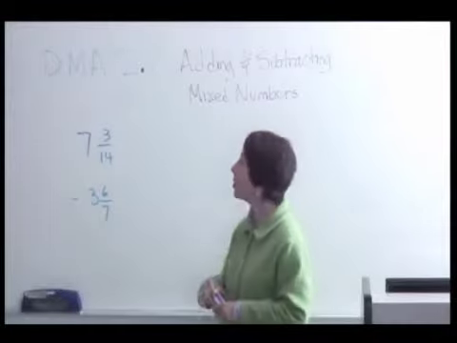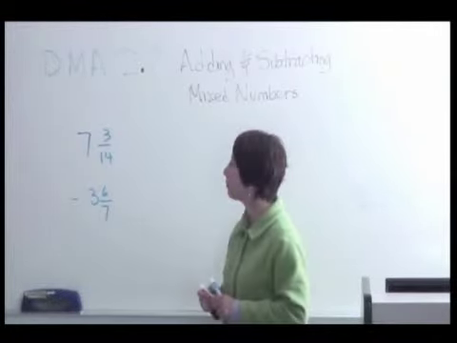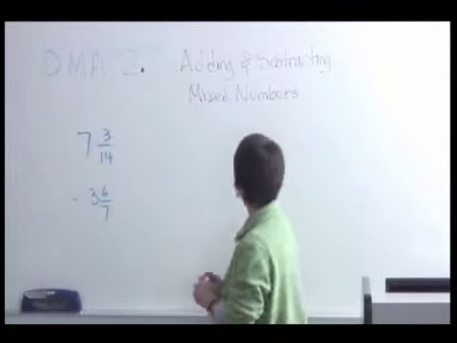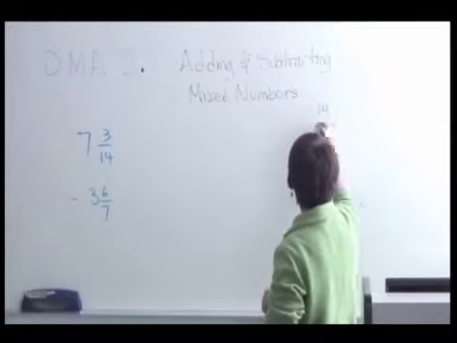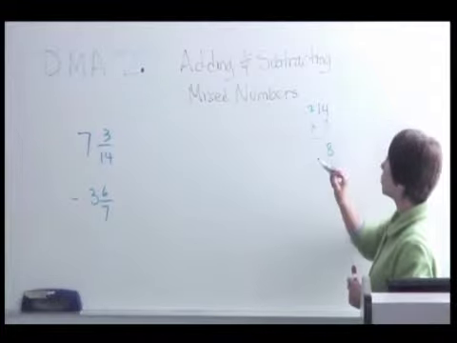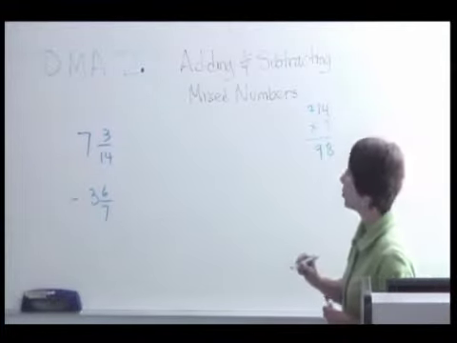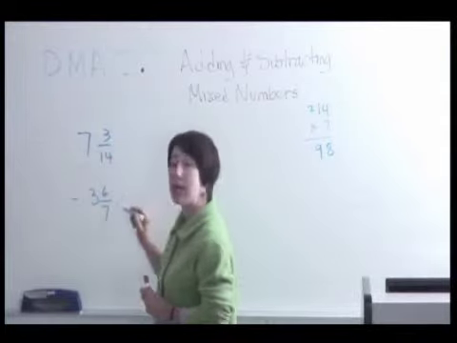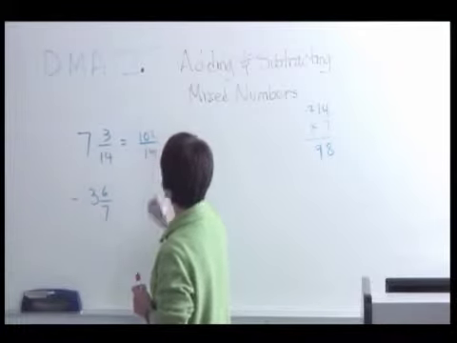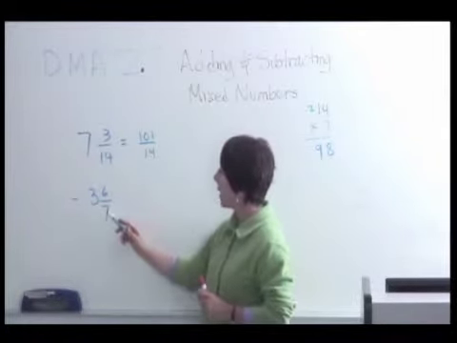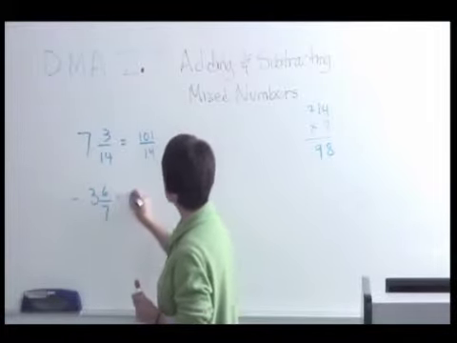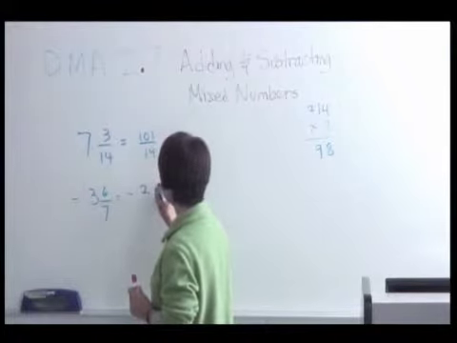Okay, so again, what we're going to do is change our mixed number into an improper fraction. So I'm going to multiply 14 by 7. I'll do this over here. 14 times 7, 7 times 4 is 28. 7 times 1 is 7 plus 2 is 9, so 98. And then 98 plus 3 is 101. Okay, and then here we have 7 times 3, which is 21, plus 6 is 27.